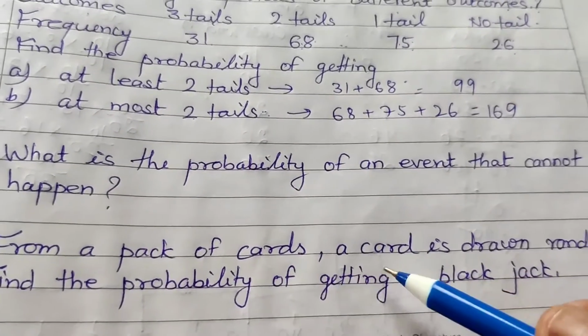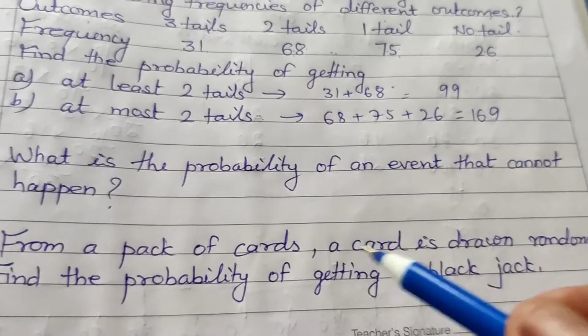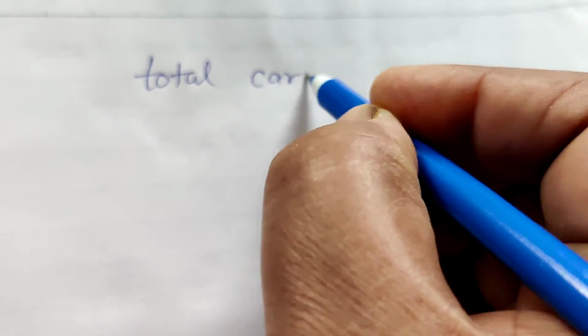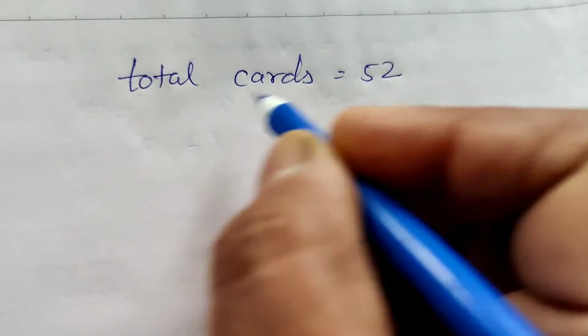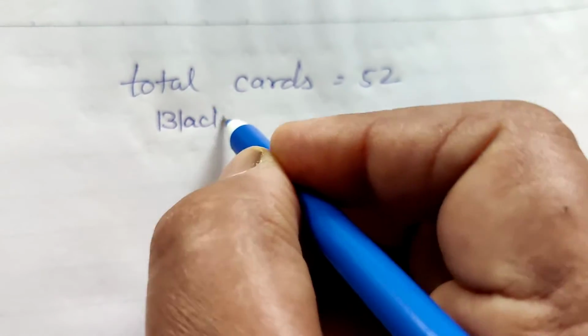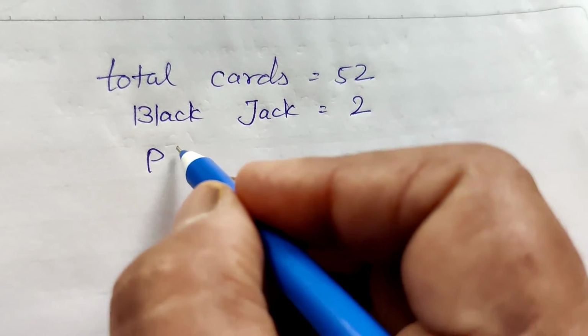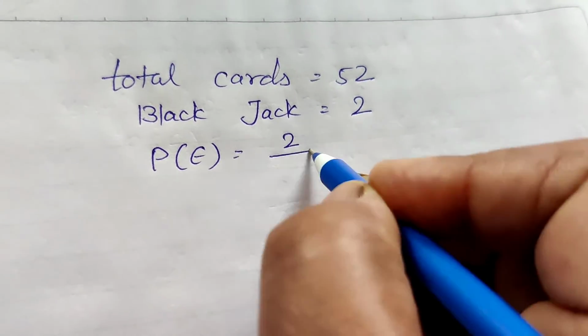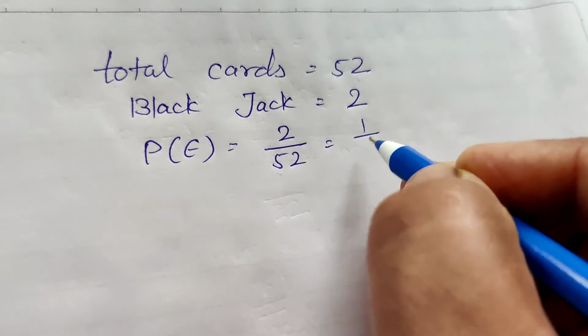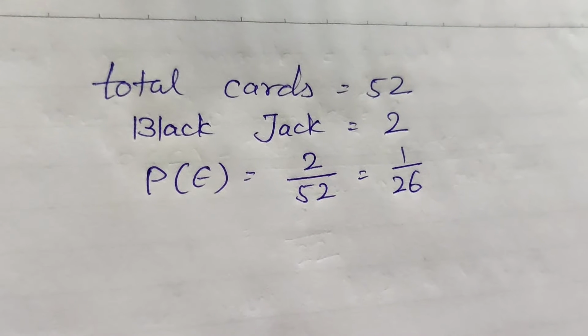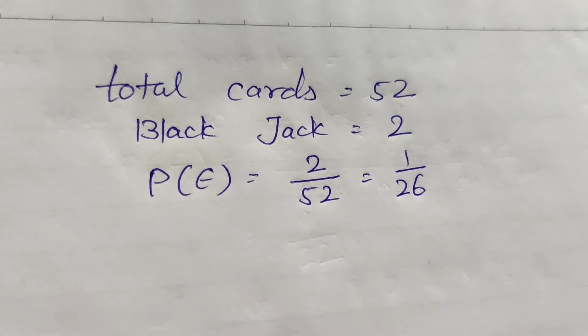From a pack of cards, a card is drawn randomly. Find the probability of getting a blackjack. Okay, we know that total cards 52. Total cards equal to 52, and the blackjack equal to 2. Now the probability of getting a blackjack is 2 by 52. It is equal to 1 by 26. Okay. Total number of jacks is 4, 2 red and 2 black.